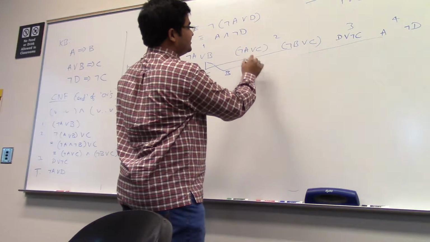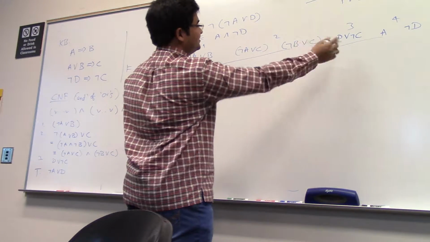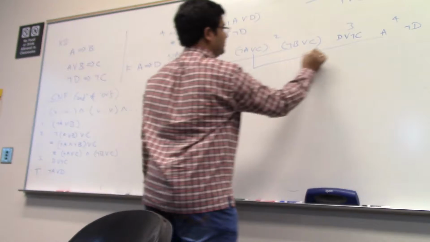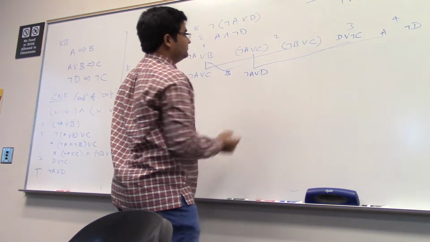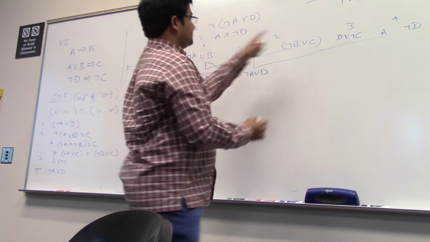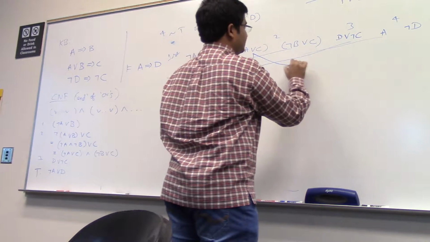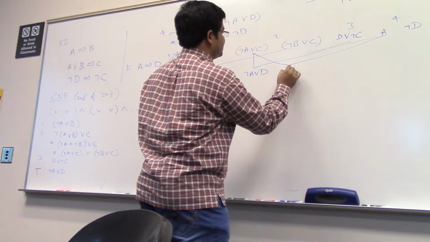So then we have this and this, not possible. This and this, yes, right? We have not A or T. This and this is also there. C.